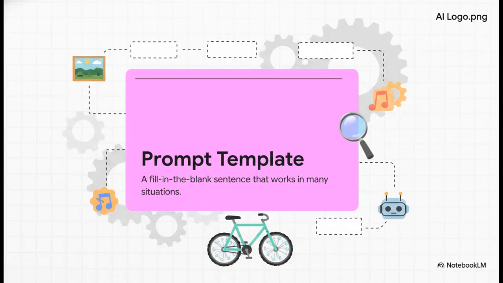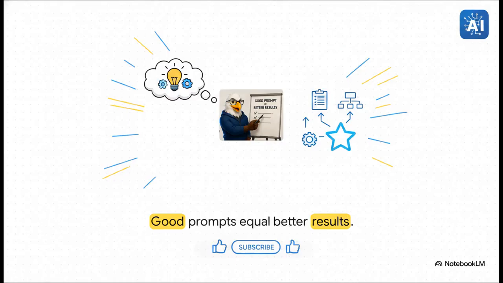So let's demystify exactly what we're talking about here. A prompt template is simply a fill-in-the-blank sentence that works across a bunch of different situations. Think of these templates kind of like a simple Mad Libs puzzle that anyone can complete. You provide the framework and you just drop in your specific topic. They act exactly like training wheels for powerful AI prompting, keeping you balanced right up until you're ready to write on your own. The core idea from the source is incredibly simple. Good prompts equal better results. When you use these templates, you're essentially guaranteeing a high-quality output from the AI every single time. Let's actually see this in action.